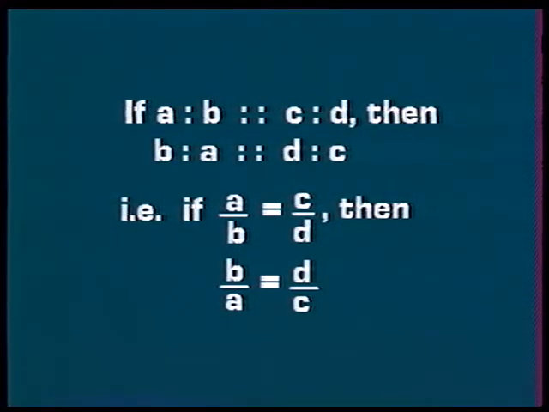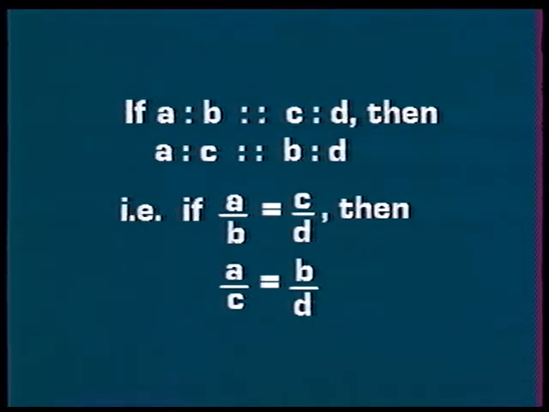Result 1 is, if A is to B as C is to D, then B is to A as D is to C. That is, if A upon B is equal to C upon D, then B upon A is equal to D upon C. This result is called invertendo. Result 2 is, if A is to B as C is to D, then A is to C as B is to D. That is, if A upon B is equal to C upon D, then A upon C is equal to B upon D. That is, we can interchange the means. This result is called alternando.